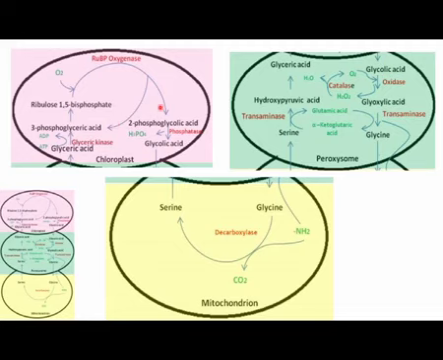So, 2-phosphoglycolic acid is first converted into glycolic acid, and that is done by a phosphatase. The 2-phosphoglycolic acid is hydrolyzed to generate glycolic acid and inorganic phosphate. The enzyme that catalyzes this reaction is known as phosphoglycolic acid phosphatase.